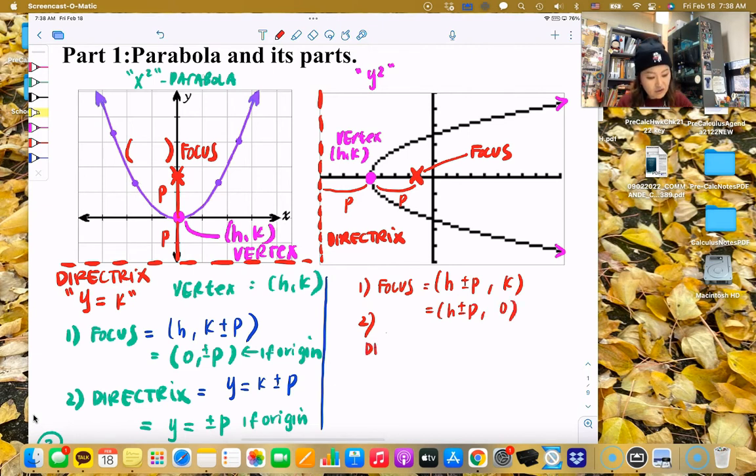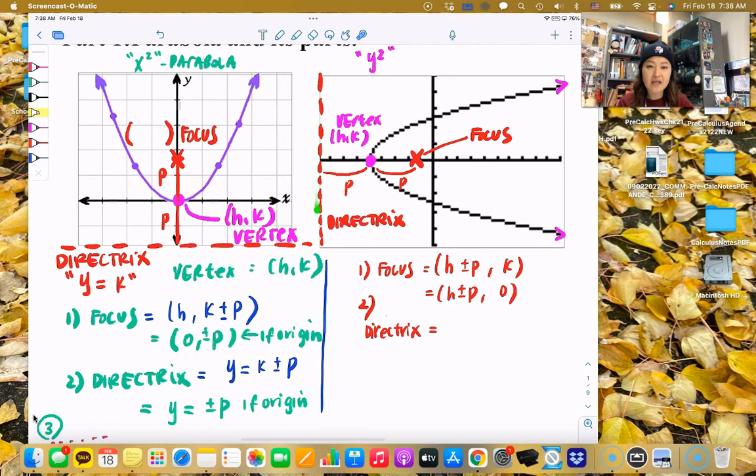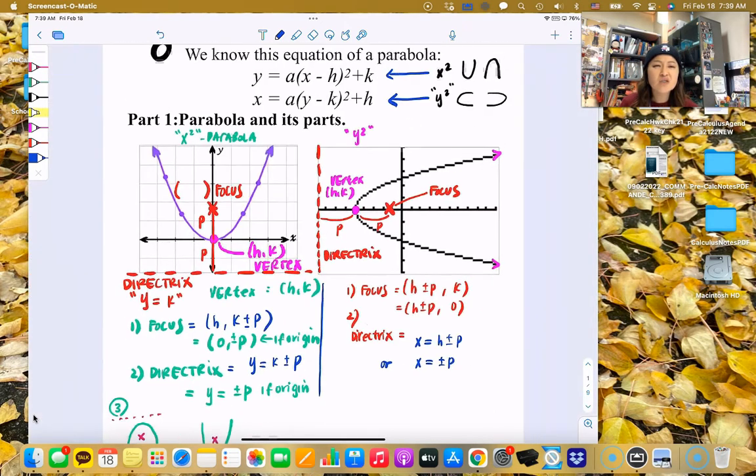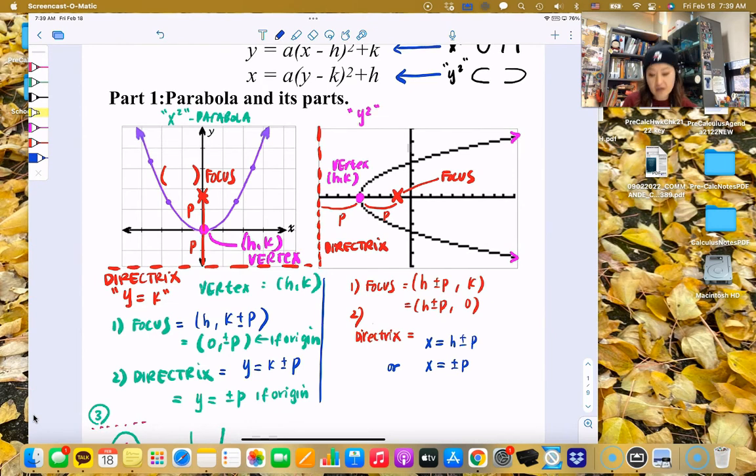How about the directrix? The directrix is easy peasy as well. You just go back, and look at the line. What's the equation of this line here? It's an x equals, right? So it's going to be x equals h plus or minus p, or x equals plus or minus p if origin again. And all this will make so much sense when you actually start thinking about it and doing it.